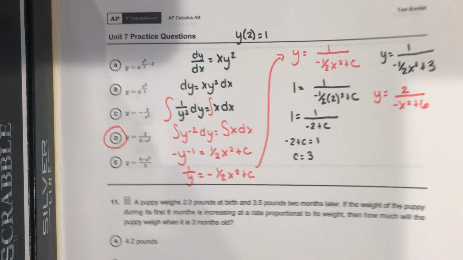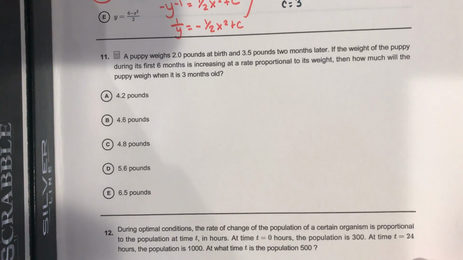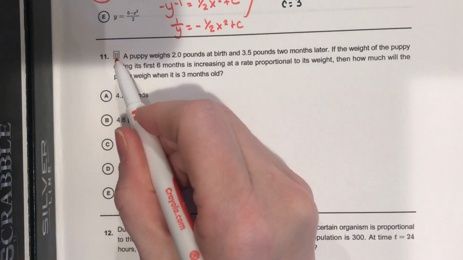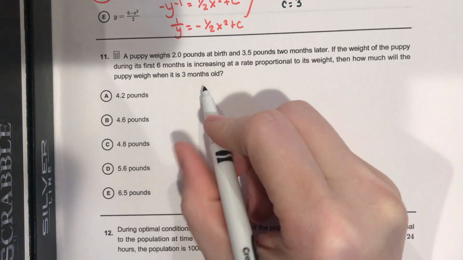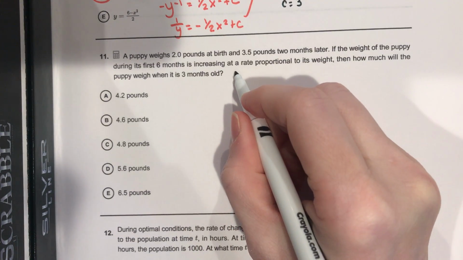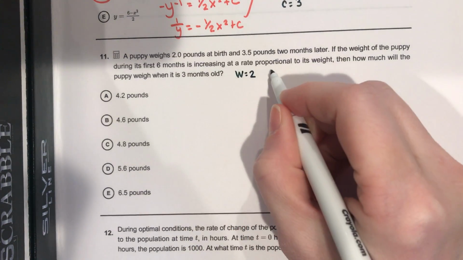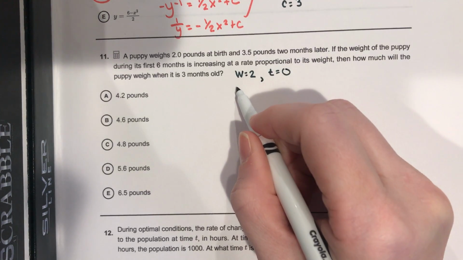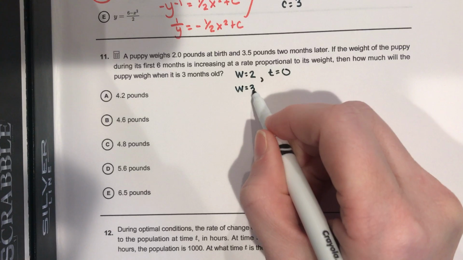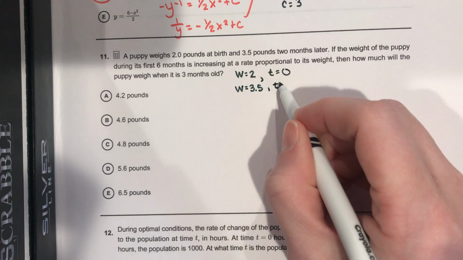Okay, moving on to number 11. So this one has the calculator symbol. A puppy weighs 2 pounds at birth and 3.5 pounds 2 months later. So I'm going to write that down. So I've got the weight of the puppy. The puppy weighs 2 pounds at birth. And he weighs 3.5 pounds 2 months later.